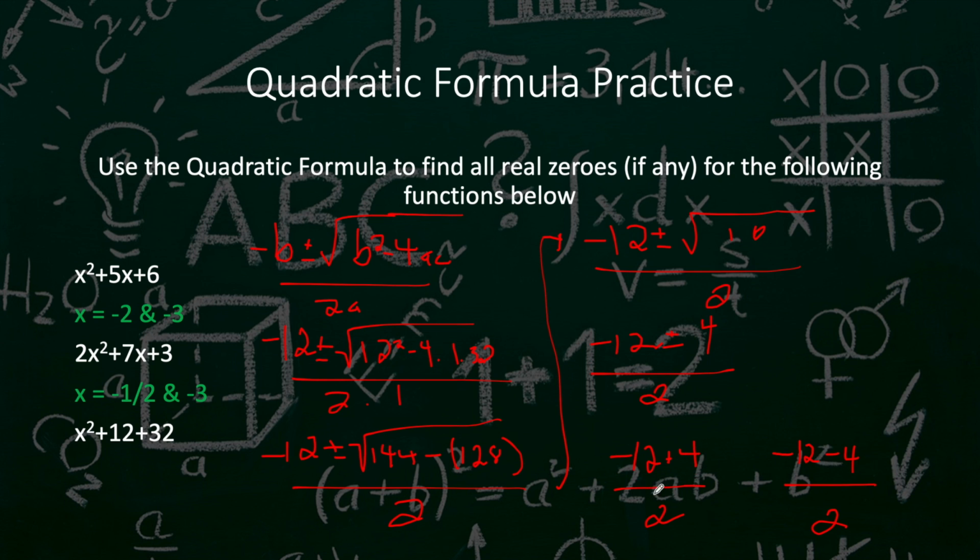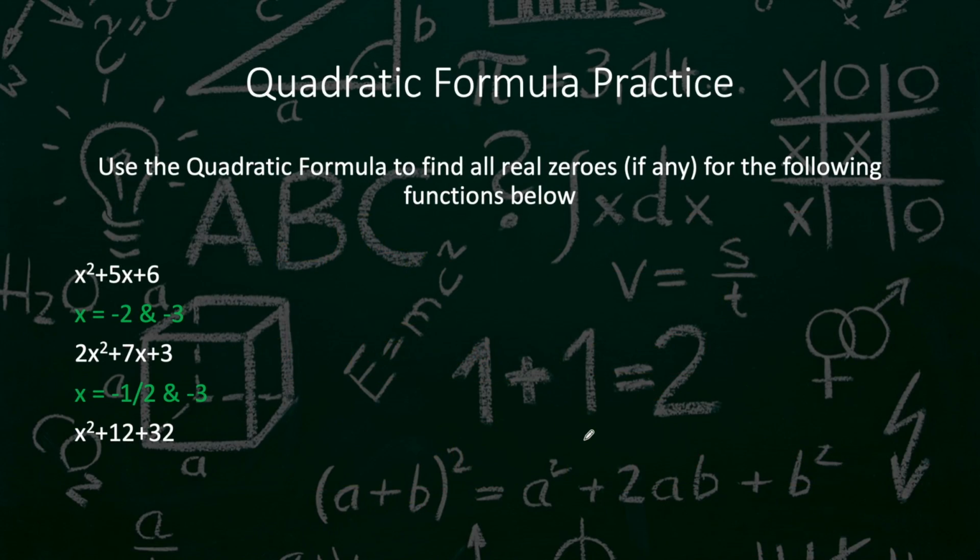-12 plus 4 is -8. It leaves us -8 over 2. This gives us -4. -12 minus 4 is -16 over 2. This gives us -8. So our two zeros are -4 and -8. Checking our answer, we got it right.